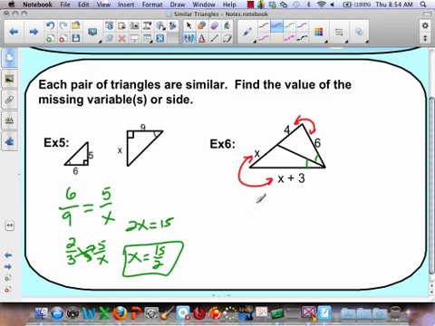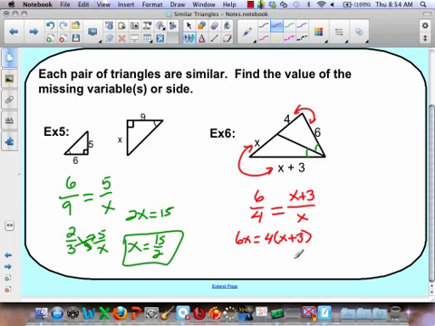So we get 6 over 4 would equal what? So notice what I did here. 6 over 4 equals x plus 3 over x. So now how do we solve this? Cross multiply. So I get 6x is equal to 4 times x plus 3.